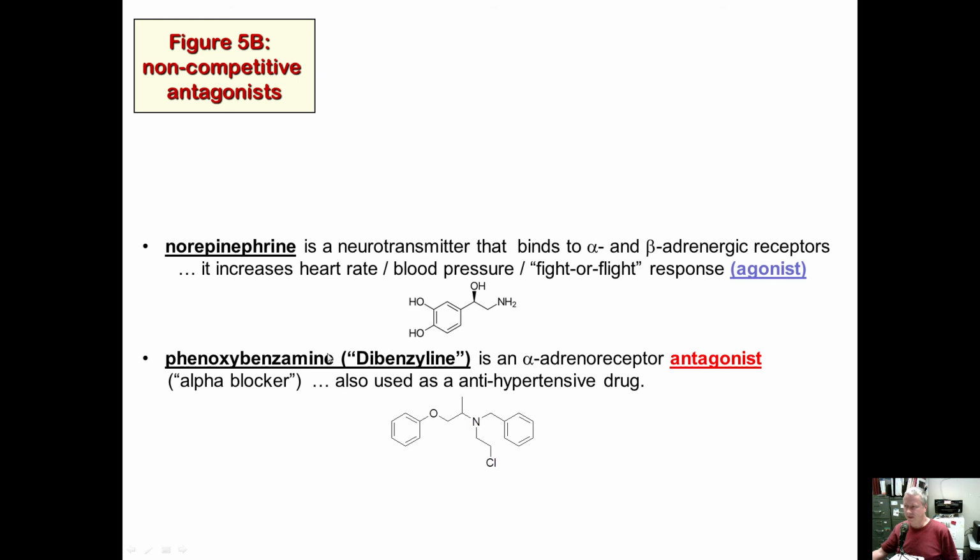And then let's consider this drug, phenoxybenzamine. It's an alpha adrenoreceptor antagonist, an alpha blocker. It's also used as an antihypertensive drug. Interestingly, it has this halogen in there, and what type of chemical properties do alkyl halides have? It may be an electrophile. It could potentially be a mechanism where the protein actually gets attached there, and that's probably what's going to happen. All right, so this is going to be considered a non-competitive antagonist as opposed to a competitive antagonist. And how's this going to work?